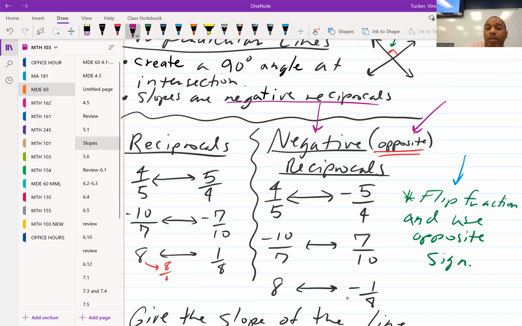So once again, for parallel lines, the slopes will be the same. For perpendicular lines, the slopes will be negative reciprocals. So that means you will flip the fraction and use the opposite sign.